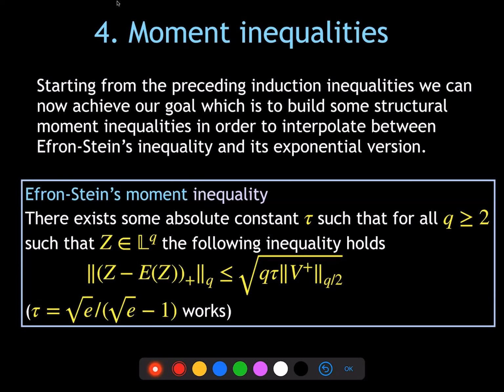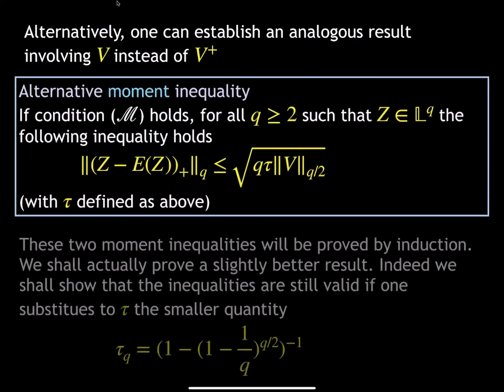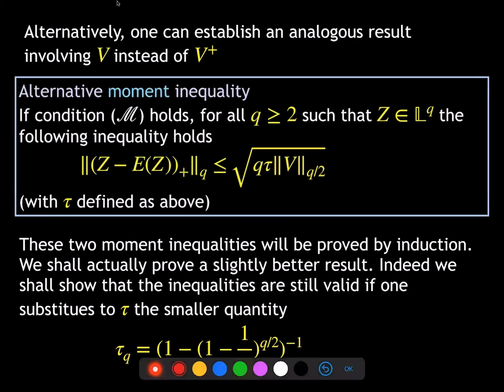So here is the statement of the inequalities that we have to prove. As you see, it's a very, very simple statement. This is good news. And the proof is rather subtle, but not that difficult, as you will see in a moment. We have the same result with V instead of V plus, exactly the same result.